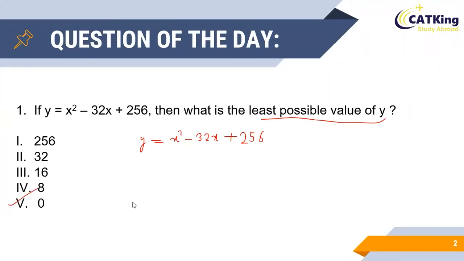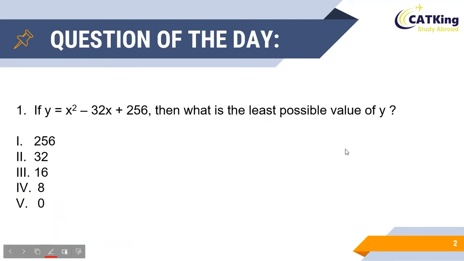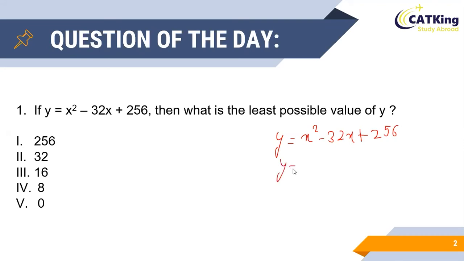Now let us see how we arrive at this particular answer. So, we are given that y is equal to x squared minus 32x plus 256. Now we know that 256 is equal to 16 square, and this equation can be rewritten as y is equal to x squared minus 2 into 16 into x plus 16 whole square.